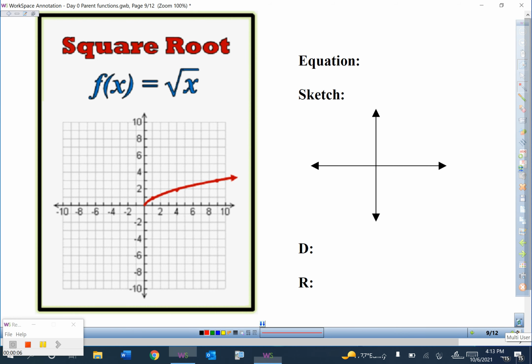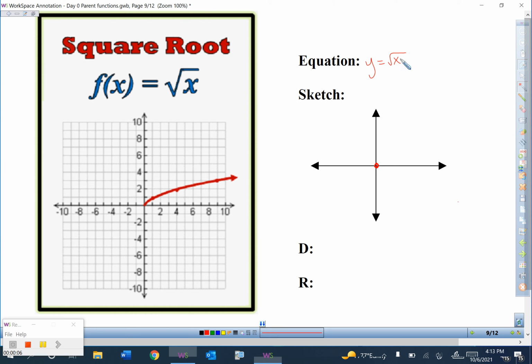Square root function is next. We've got y equals the square root of x. This one is a little bit interesting as we talk about the graph. We still start at 0, 0. But you'll notice on the picture I have here, we only have this part of the graph going to the right. We don't have anything on the other side.